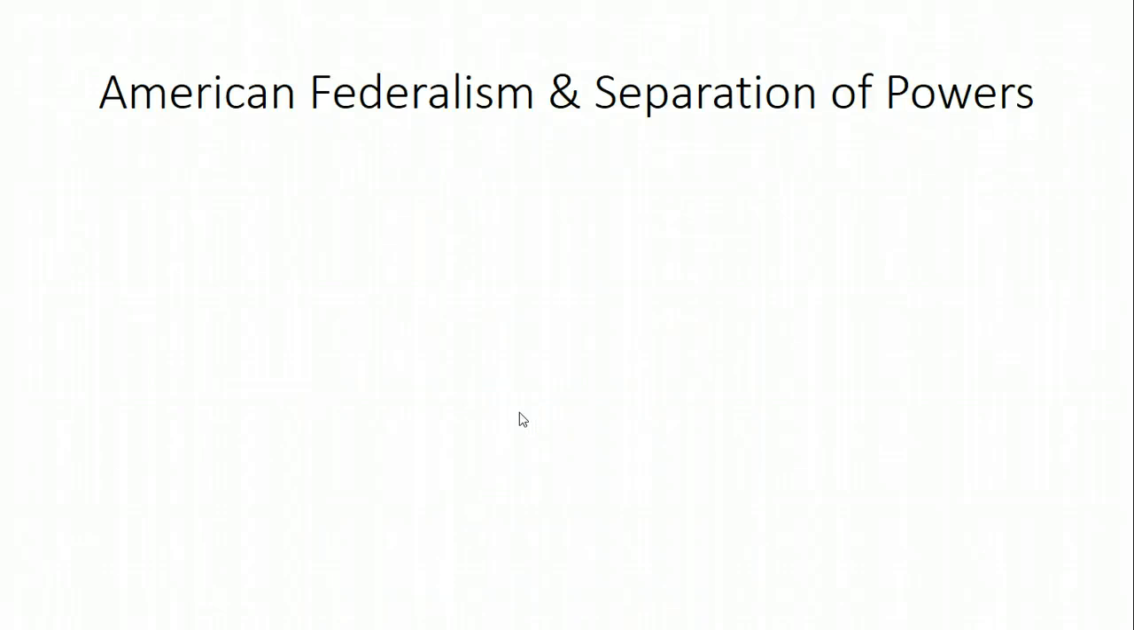Now, for a few minutes, I would like to discuss the topic, if you will, of American federalism and separation of powers, because a key to understanding how our system of governance works, really at both the federal and the state level, is it's important and critical to understand what we mean by federalism and the separation of powers.